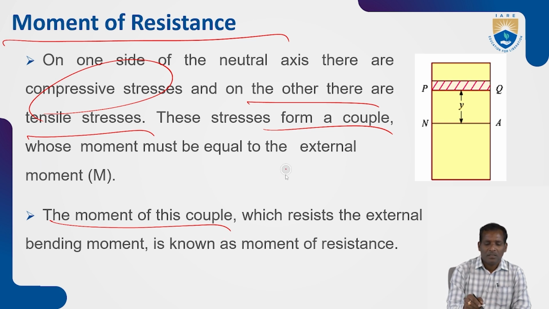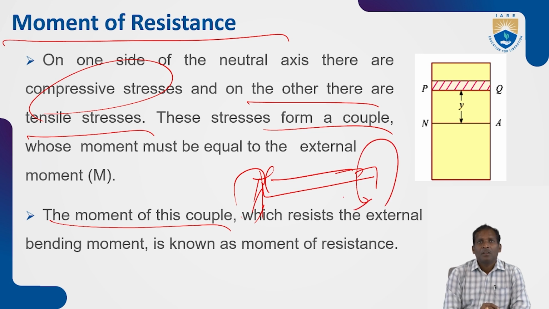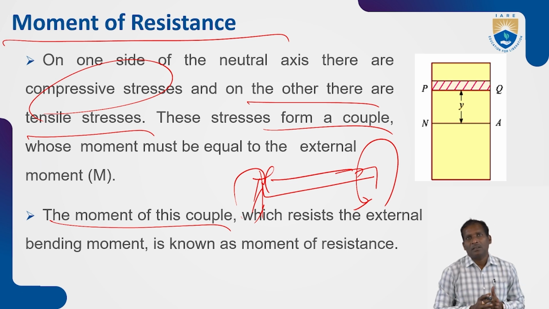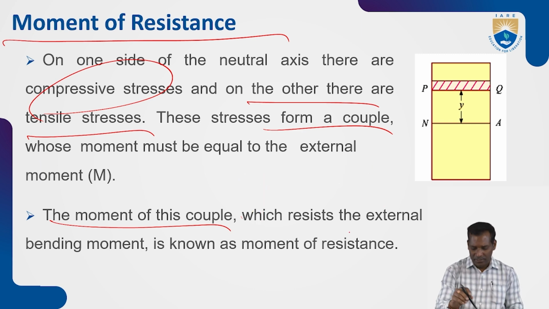See, here suppose one beam. Like this the moments are acting. So these compressive stress and tensile stress form a couple which resists the external bending moment. So that is known as moment of resistance.